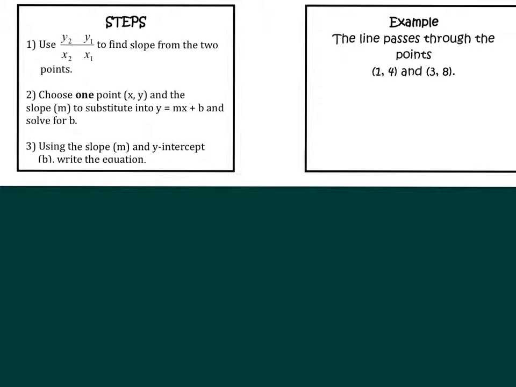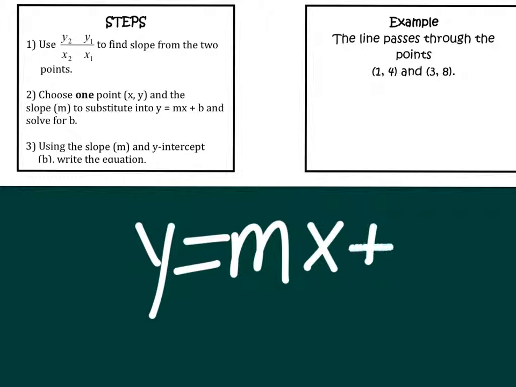And before anything else, we're going to do a quick recap of y equals mx plus b, our slope-intercept form. Our y stands for the y coordinate. Our x stands for the x coordinate. When we're writing an equation, the two things we want to pay attention to are our slope, m, and our y-intercept, b. In this example, it says the line that passes through the points (1, 4) and (3, 8). We don't have the slope, and we don't have the y-intercept.